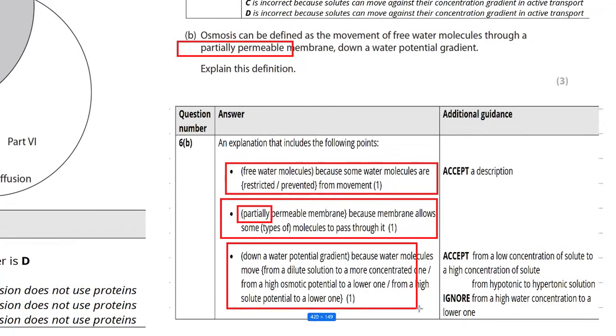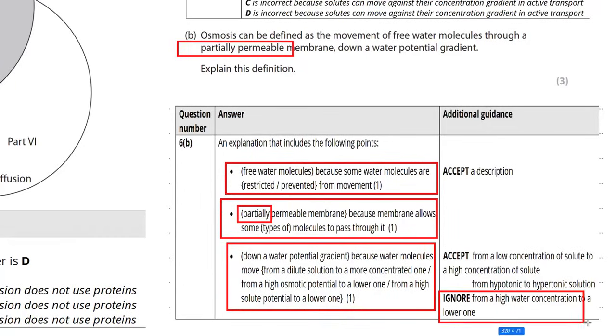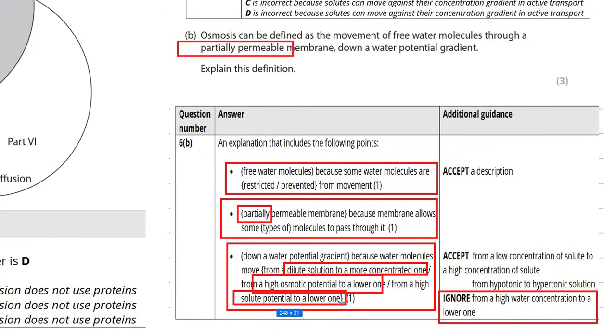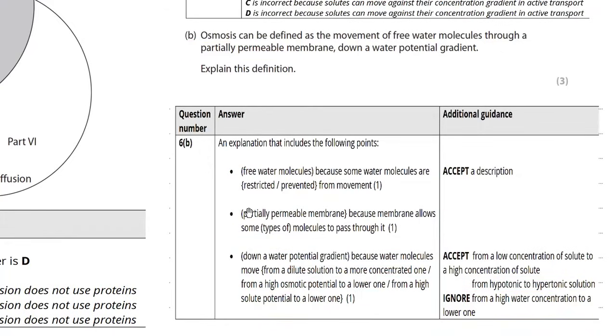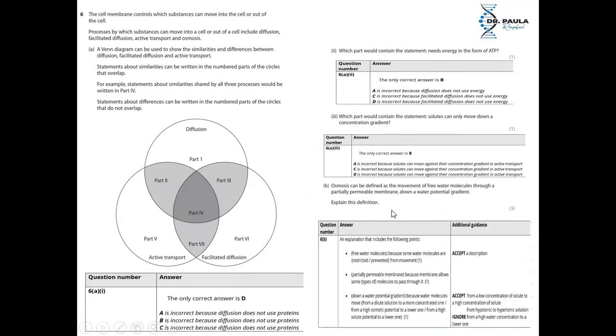Down the water potential gradient, the water molecule is moving from high water potential to low water potential. Yes, you have to explain it again, not just say from high water concentration to lower water concentration. You have to explain the idea of from a dilute solution to a more concentrated one, or from high osmotic potential to a lower one, or from high solute potential to a lower one. All of these are accepted, but please don't just write the definition again, because you're not going to gain the marks.